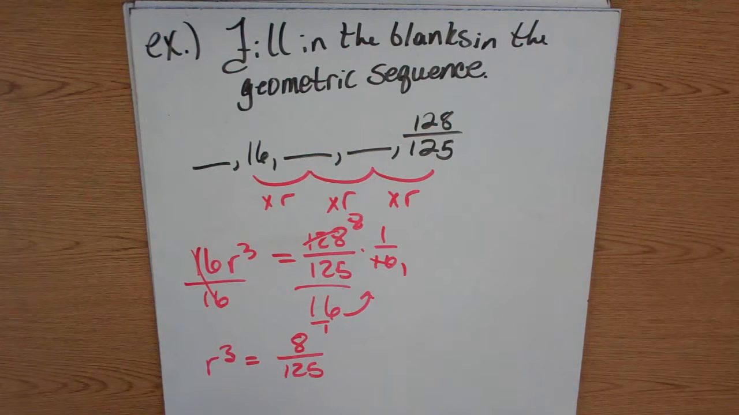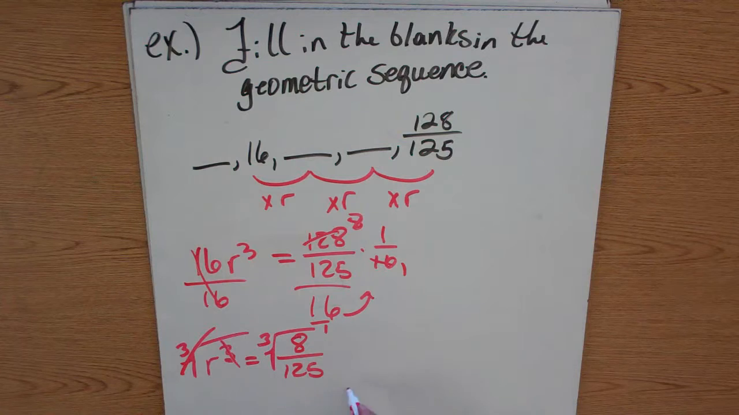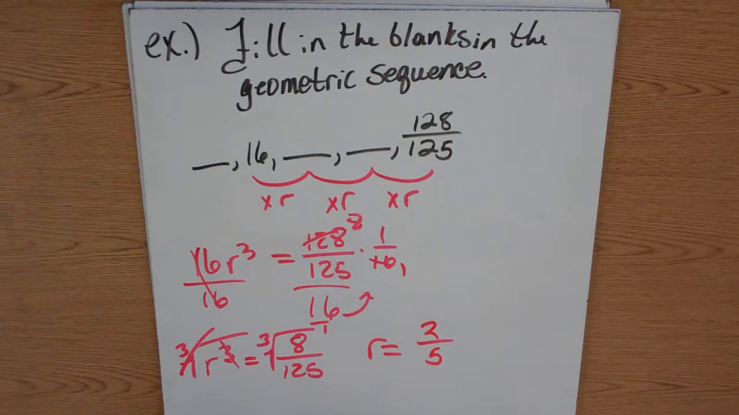Now we have r cubed is 8 over 125. Now what we're going to do is take the cubed root of both sides, because the cubed root cancels out the cube. So r equals the cubed root of 8 over 125. And just like you would do with the square root, where you square root the top and square root the bottom, you do the same thing with the cubed root. So the cubed root of 8 is 2, and the cubed root of 125 is 5. So we know our ratio is 2/5.